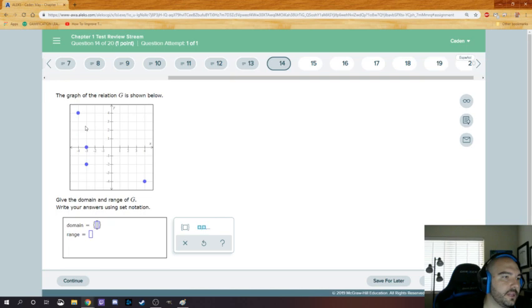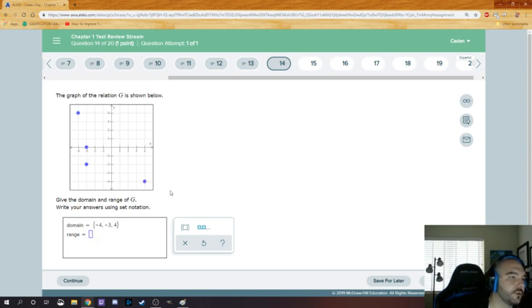You have to look at each point and think of where the x coordinate is. This is at -4, so I'm going to put that in the domain. These are both at -3, so I'm going to put -3. You don't need to write it twice. If there's repeats of the same value, it is actually unnecessary to rewrite it twice. It might even mark you wrong if you do. Then 4, because this one's over 4.